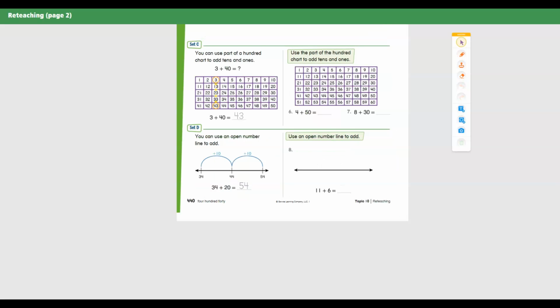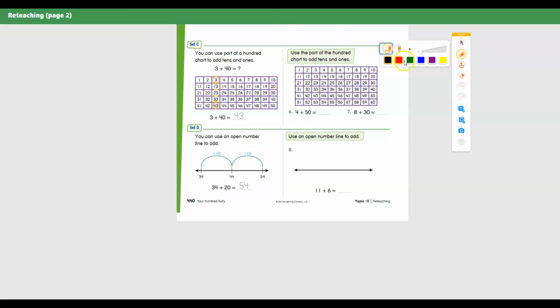We are now going to begin the second page of our reteaching activity. If you are still working on the first page, now is a good time to pause the video. If you are ready to begin working on the second page, then let's get started. We are going to be working with set C and set D.